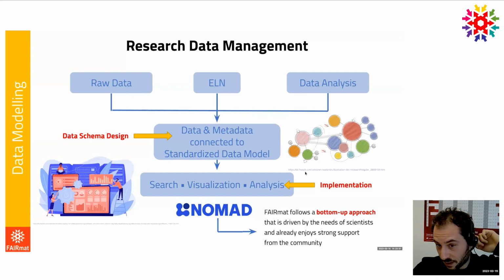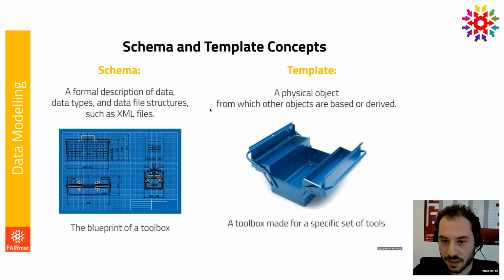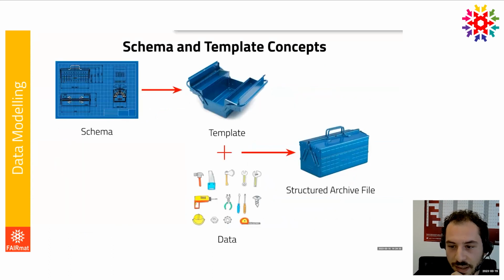The design of this schema implies knowing two concepts: the difference between schema and template. The schema is, as in this metaphor here, like a formal description of data and metadata. In the context of a database, the blueprint can be, for example, an XML file or also a YAML file, as we will see later. And from this schema, we can generate a template, which is a real object that is instantiated from that schema. The template will be filled with data and it will become a structured archive file.